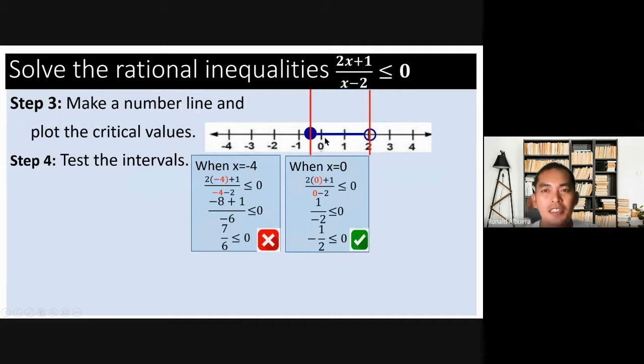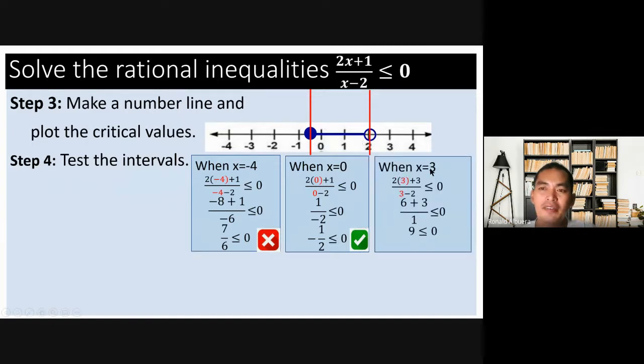Therefore, this one is included from 0 to 2 as part of the solution. 0 is included, 2 is not included. In between is included. And another here, when x is 3, that is 6 plus 3, 9 over 1. Is 9 less than or equal to 0? No. Therefore, the only solution is the middle interval.